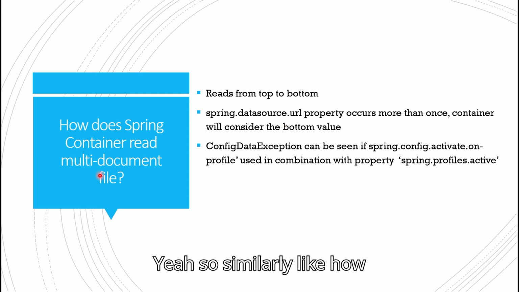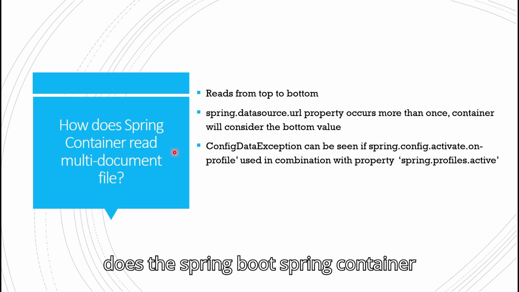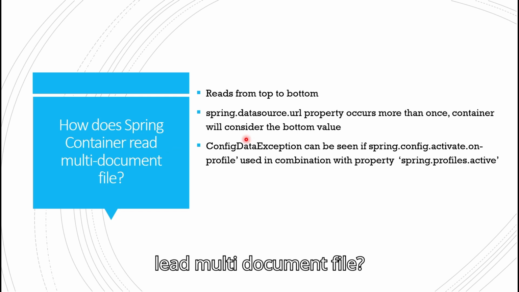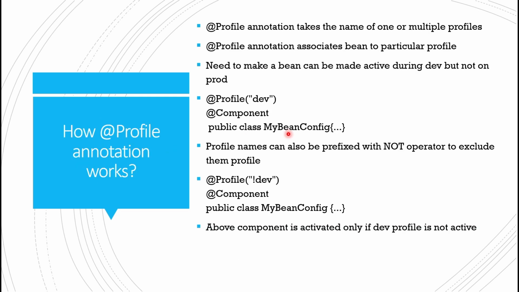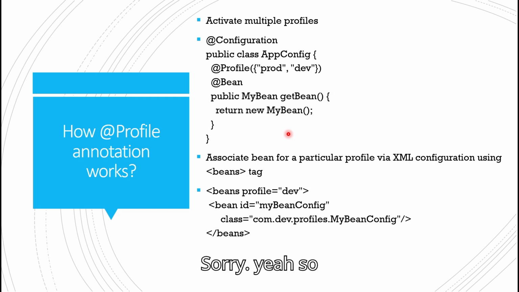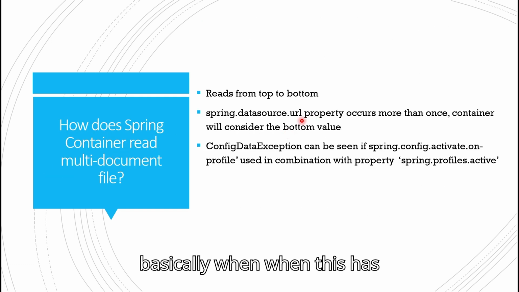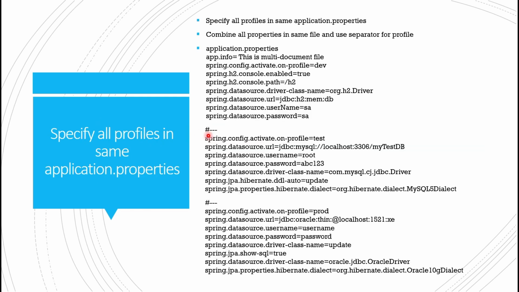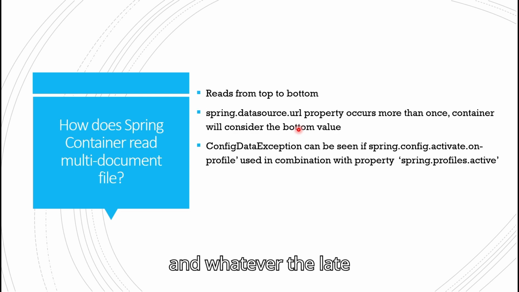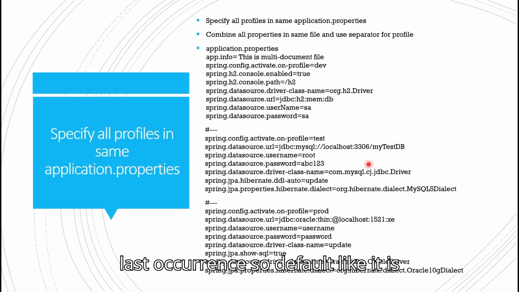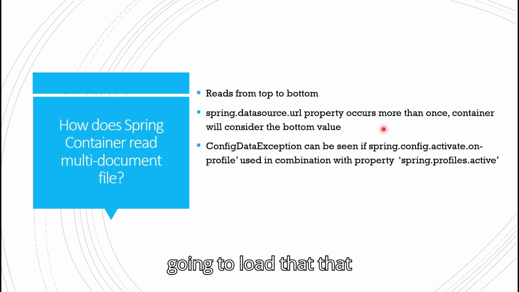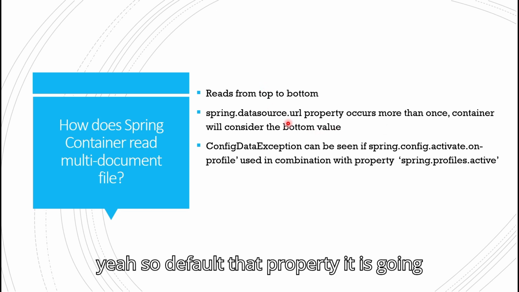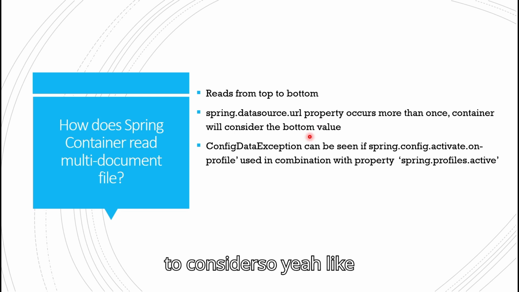Similarly, how does the Spring Boot container read a multi-document file? When it has multiple properties, it is going to read from top to bottom, and whatever the last occurrence is, that is the value it is going to load. By default, that property it is going to consider.